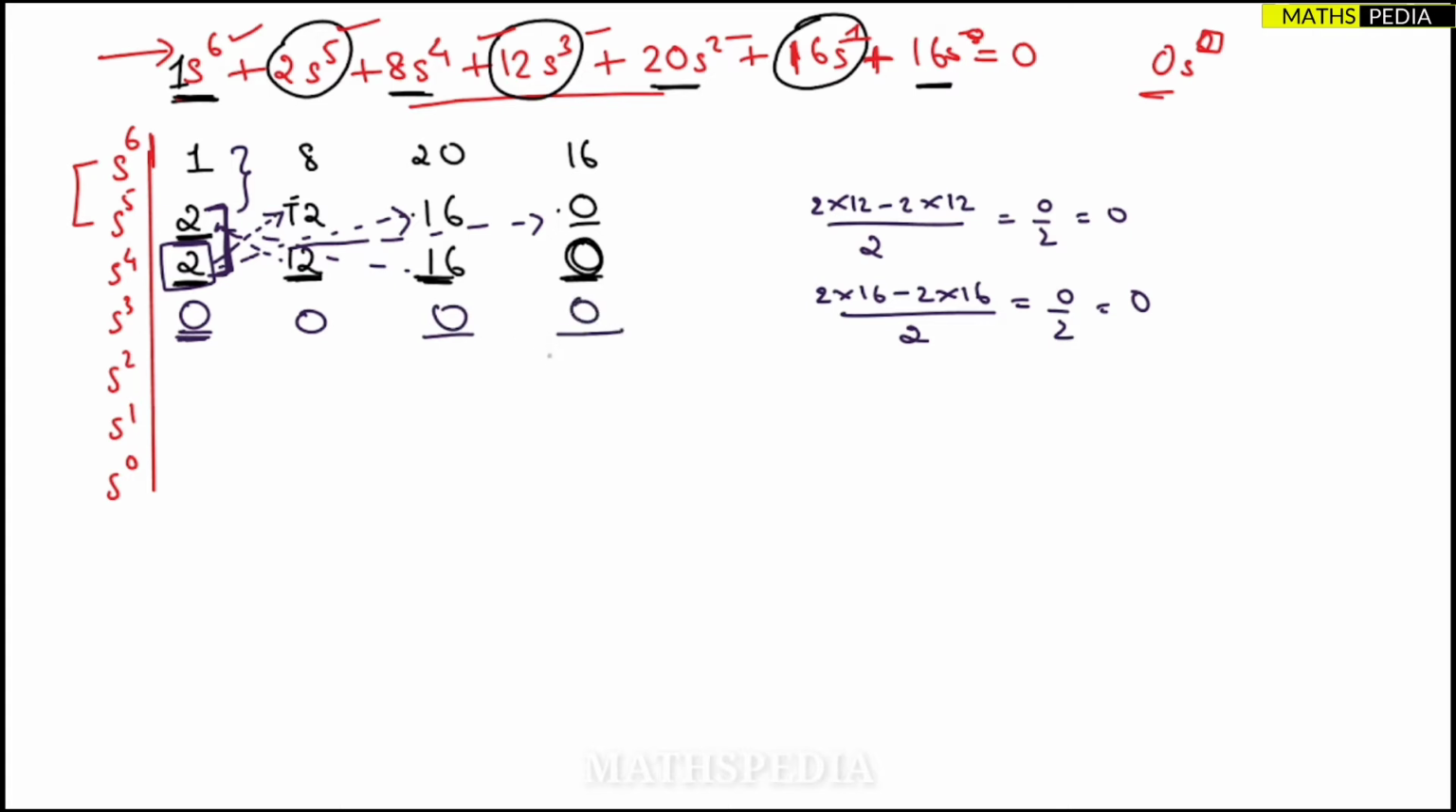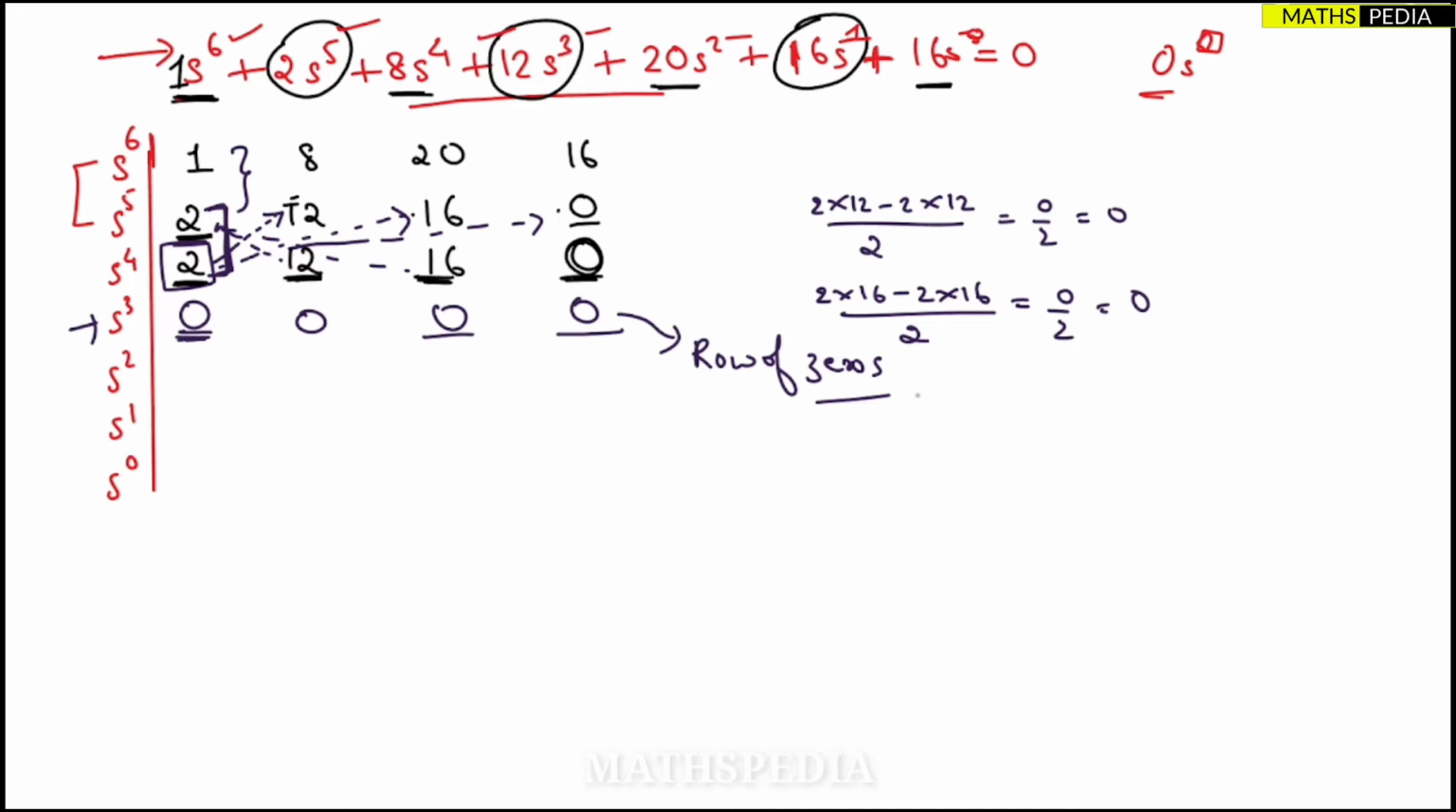That means here you can observe that we have got one condition. All the elements of this particular row, the s power 3 row, have become 0. Right? All the elements in this row. So this row we call a row of zeros. Whenever all the elements of a particular row become 0, that row we call a row of 0. Now what you have to do, we have to delete this row of 0.